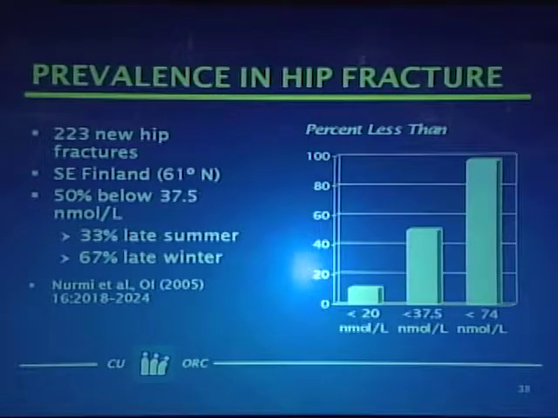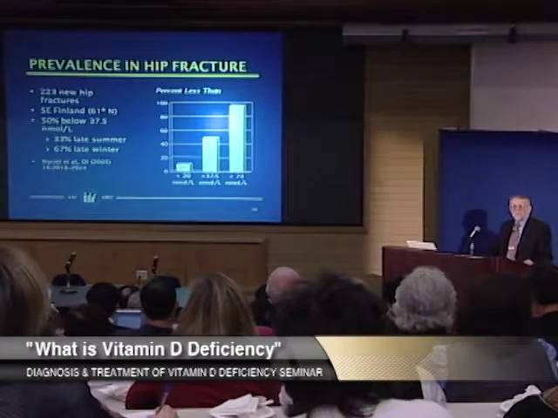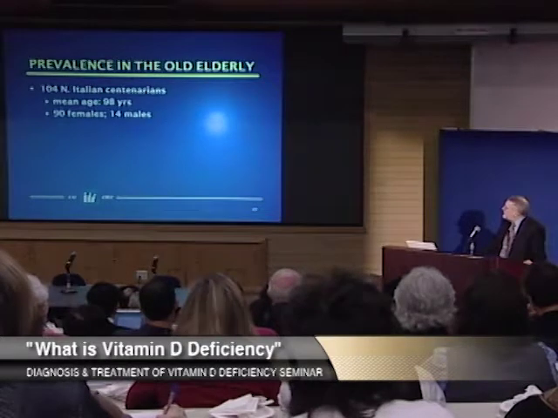A paper published from Finland 3 years ago took 223 new hip fractures in the southeastern part, the sunnier part of Finland. 50% were below 37.5 nanomoles, which was the lower end of the reference range for the Boston study. In late summer, that dropped to 33%, and in late winter, it rose to 67%. But I want you to see here that below 74 nanomoles per liter, or below about 29 nanograms per milliliter, you had effectively 95% of the population. This is not all that different from the Boston population. So in two parts of the world, you're seeing exactly the same kind of thing.